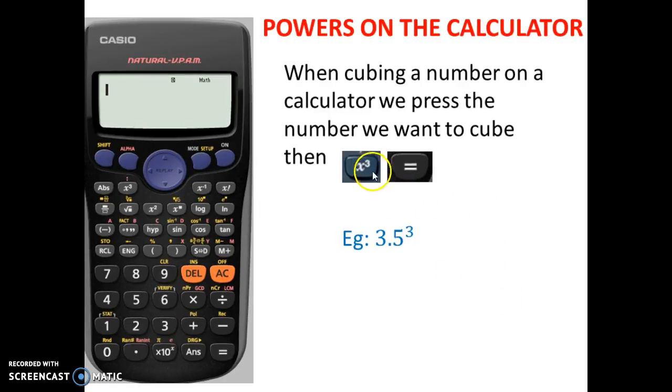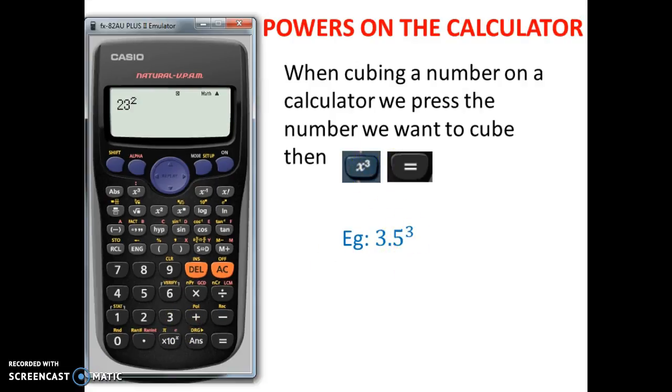Now, when we're cubing a number, for example 3.5 cubed, all we've got to do is press 3.5, and then to cube it there's actually the cubed button right up in this top left hand corner, and again press equals, and there's your answer of 42.875.